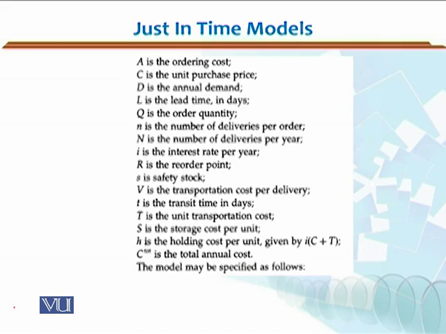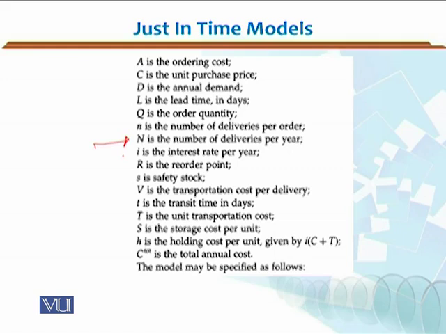So what is small n? Small n is the deliveries per order. How many deliveries you are making in one order, that is small n. Whereas big N is the number of deliveries per year. These are the total number of deliveries for different orders. I is the interest rate per year. R is the reorder point. Small s is the safety stock. V is the transportation cost per delivery. Small t is the transit time in days. Big T is the unit transportation cost. S is the storage cost per unit.